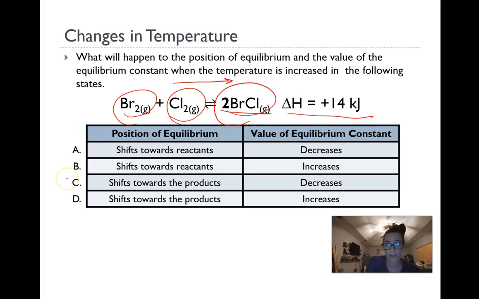So the answer could be either C or D. If I make more product, I have more product in the numerator, because remember our equilibrium constant is a ratio of products to reactants. So if I make more product, then my equilibrium constant is going to go up. So again, my answer is D. It's going to shift towards the products and my equilibrium constant is going to go up.